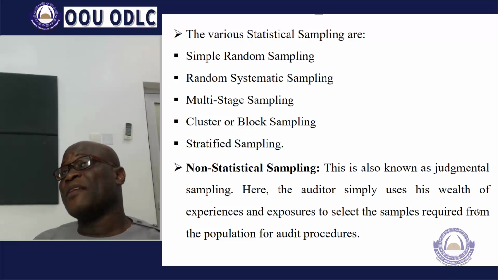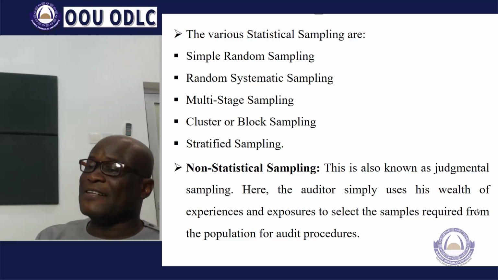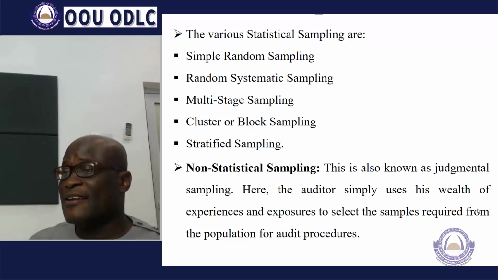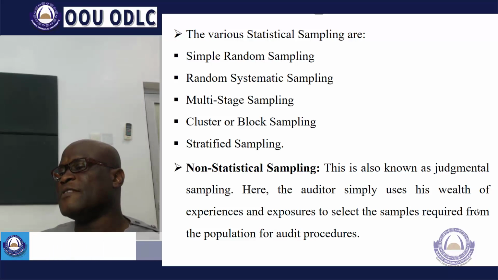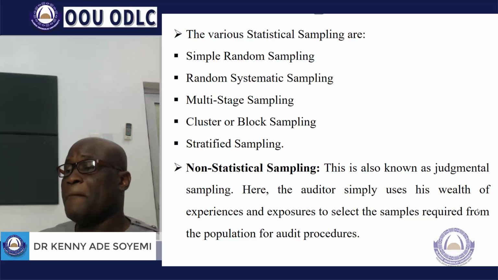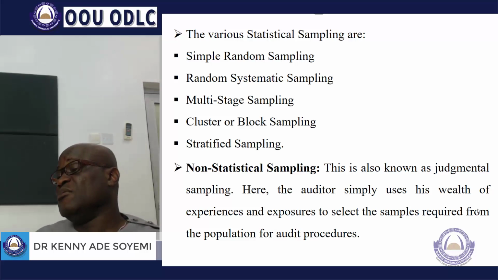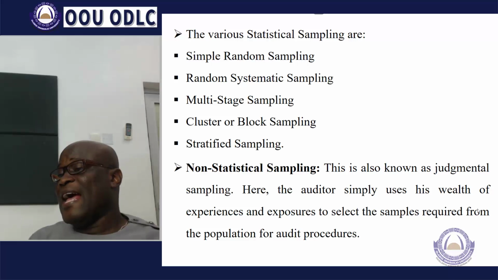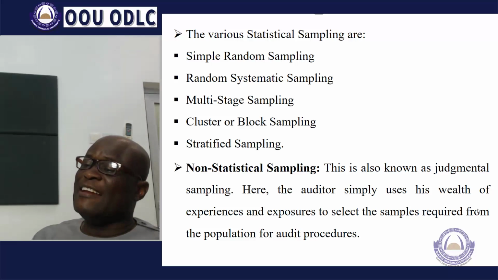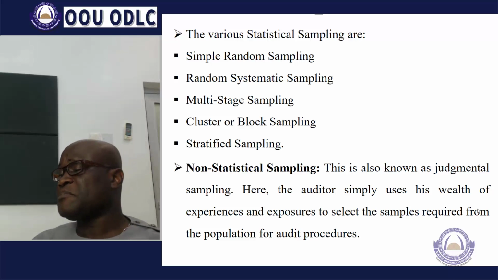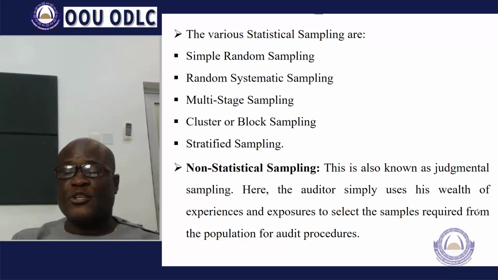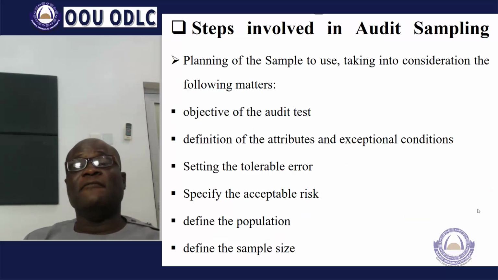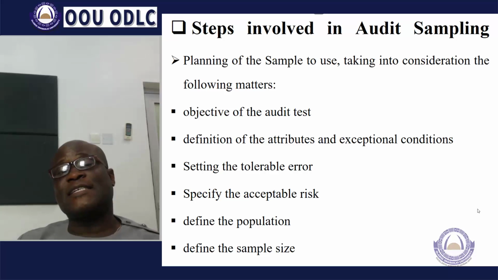However, there are associated disadvantages. Number one, it is unscientific, so you cannot verify. Again, no quantitative results are obtained. Personal bias too is unavoidable. Evidence from sampling is usually vague. And of course, the method impedes the standard of audit sampling procedure. Having said this, let us look at the steps involved in audit sampling.